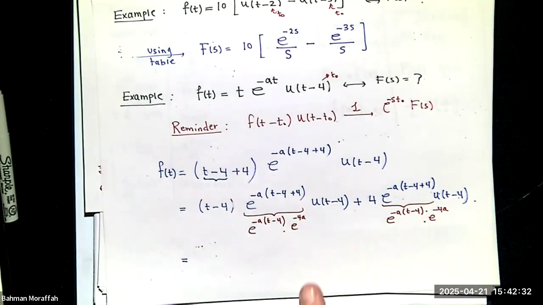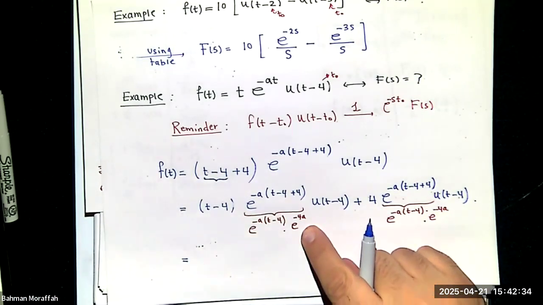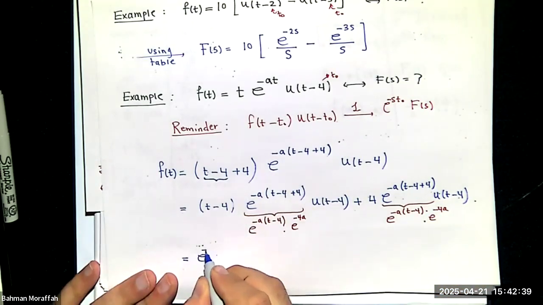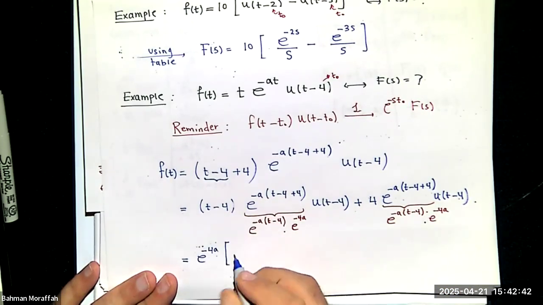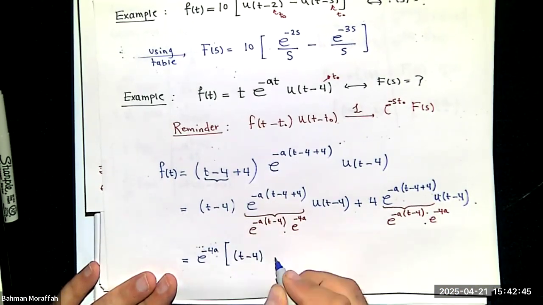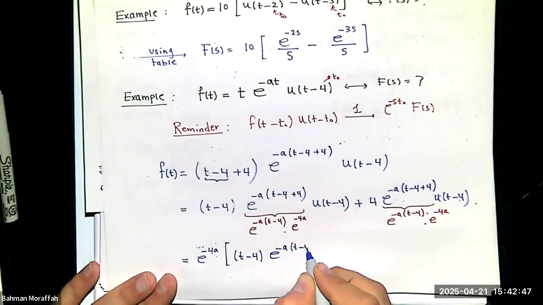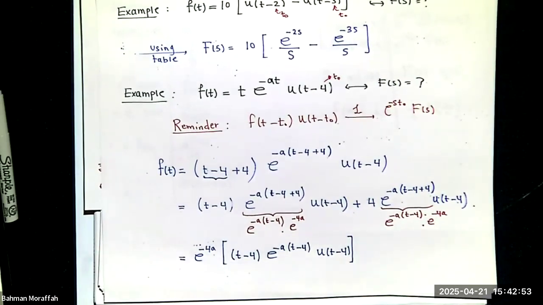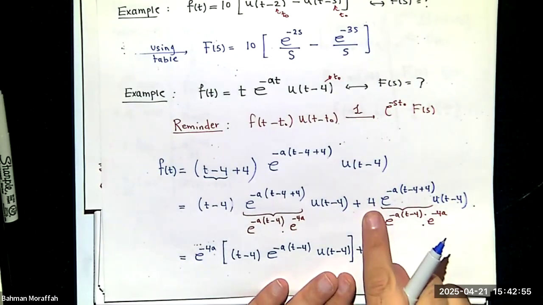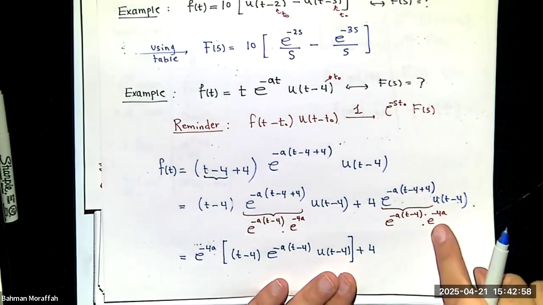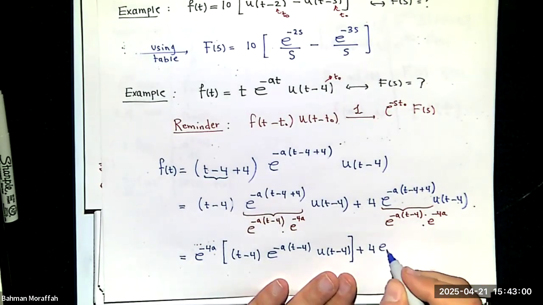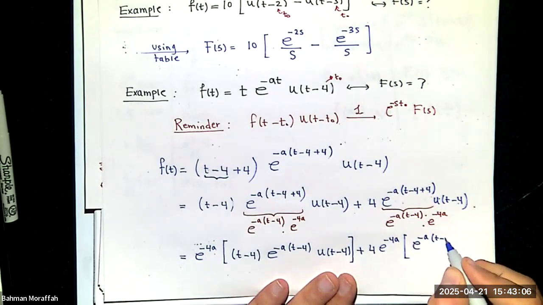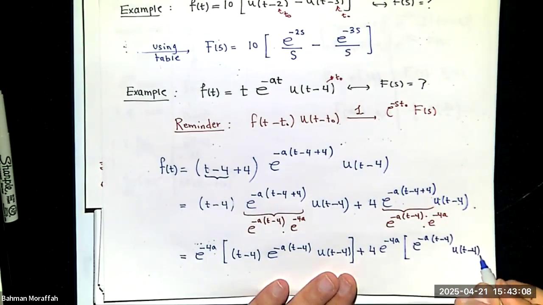So let's just rewrite it. This e to the power of minus 4a is a constant. So I can pull it out. So I have e to the power of minus 4a times t minus 4 e to the power of minus a, t minus 4 u of t minus 4, plus this 4 is constant, so I have 4. This e to the power of minus 4a again is a constant. Then I have e to the power of minus a, t minus 4 u of t minus 4.